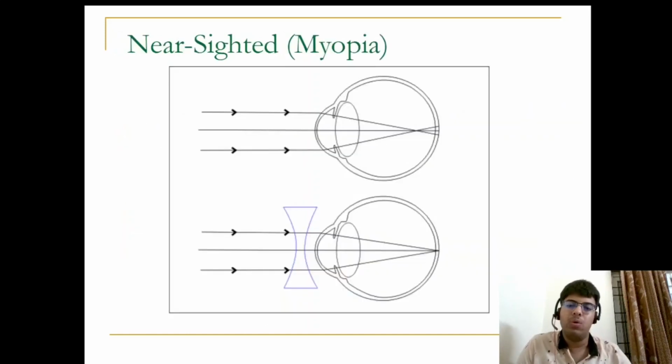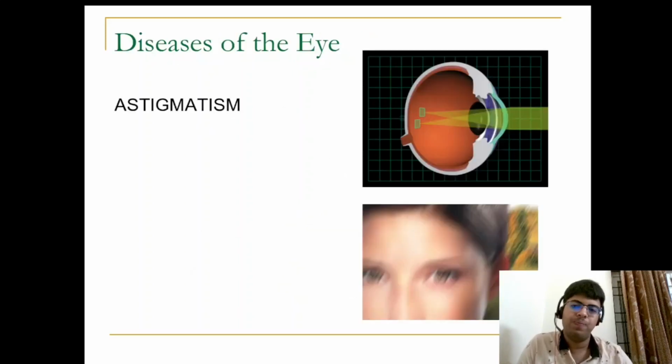Now this is how it looks. The first part shows the light entering and converging at some point before the main focusing point, and in the second part we are using a diverging lens to make it a proper focus at the proper point.